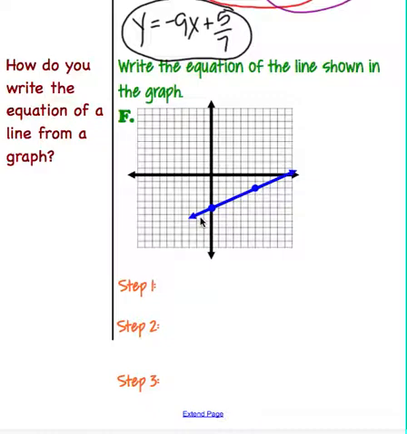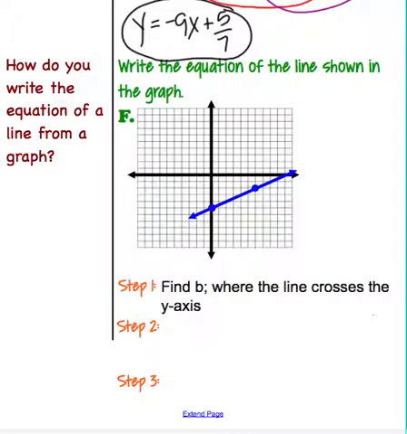The next part of this lesson deals with the graphs themselves. The first part we're going to do is write the equation of a line if we're given the graph. So in doing this, the first thing we're going to do is find b, which is where the line crosses the y-axis.